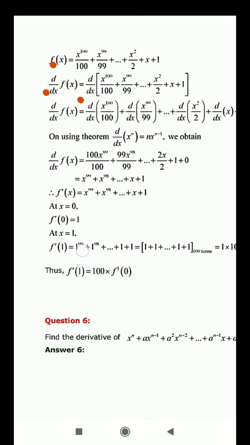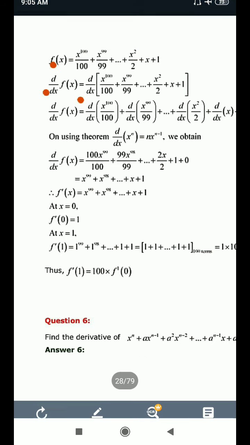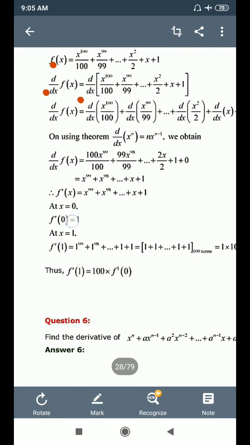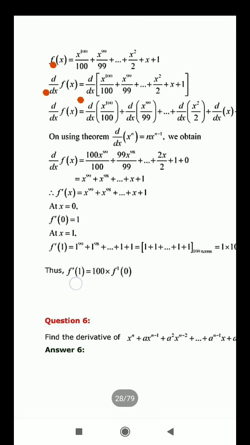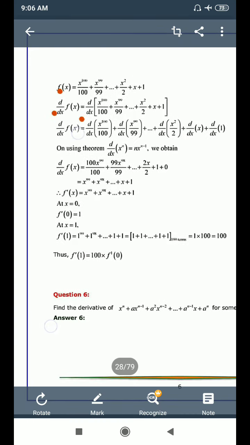And the value of all will be equal to 1 only, because 1 raised to any power is 1 only. There are a total of 100 ones, so on adding these, you will get 100. So f dash 1 is equal to 100, whereas f dash 0 is 1. So we can write f dash 1 is equal to 100 into f dash 0, because f dash 1 is 100 and f dash 0 is equal to 1. Come to question number 6.